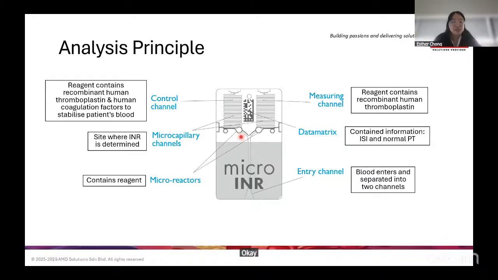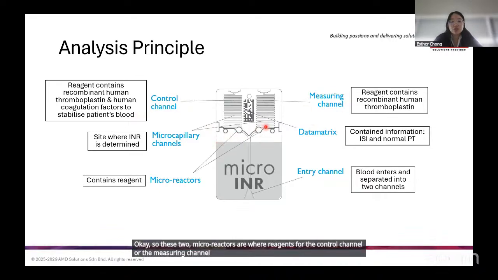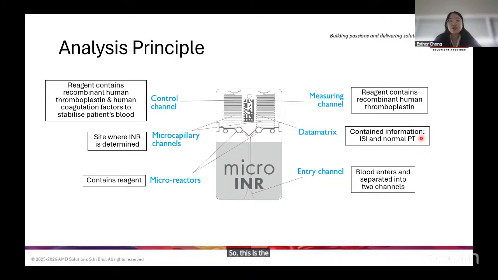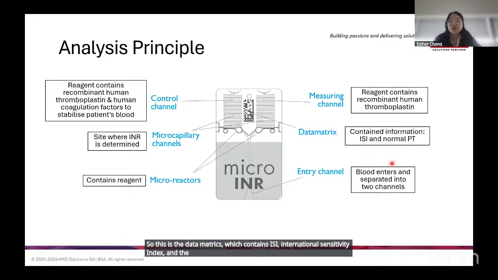Okay, so these two microreactors are where the reagents for the control channel or the measuring channel will be, so that when blood flows in, it will go to two sites, flow through the two microreactors and combine with the reagent. So this is the data matrix, which contains the ISI, International Sensitivity Index, and the normal PT. This normal PT is used to calculate the ISI value and the INR value.